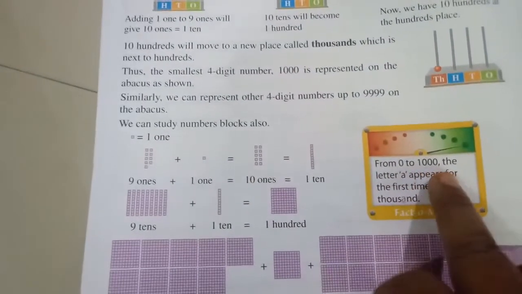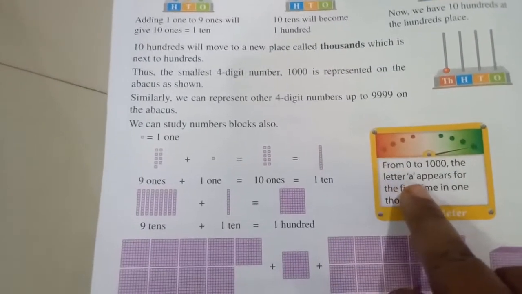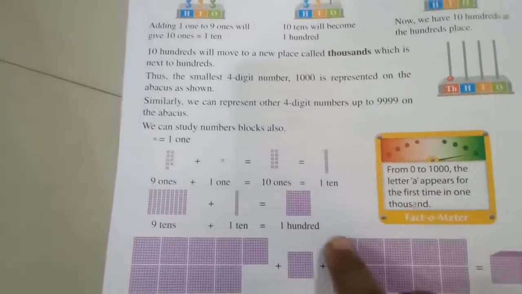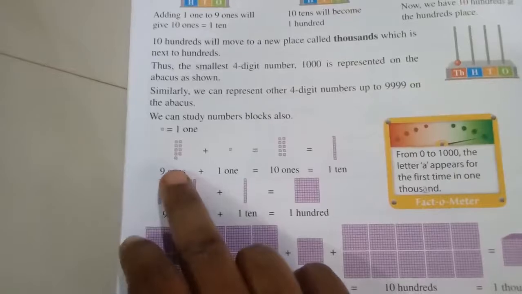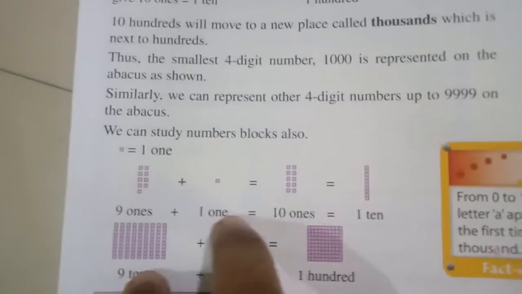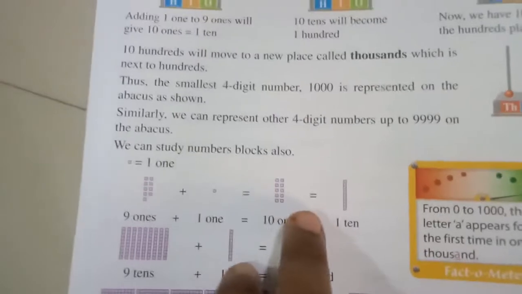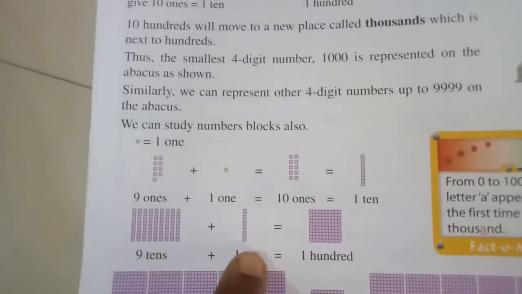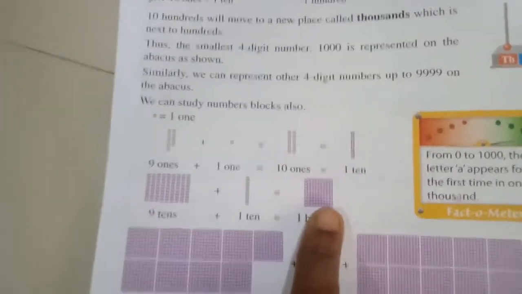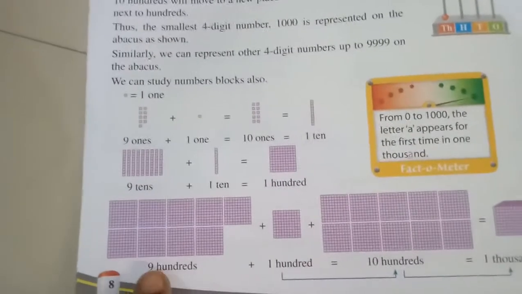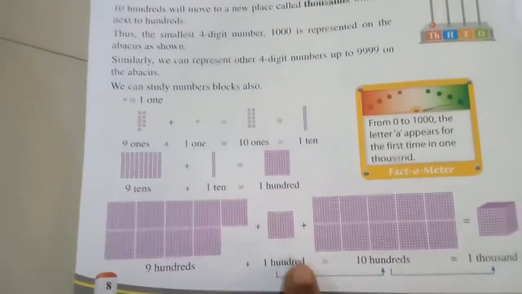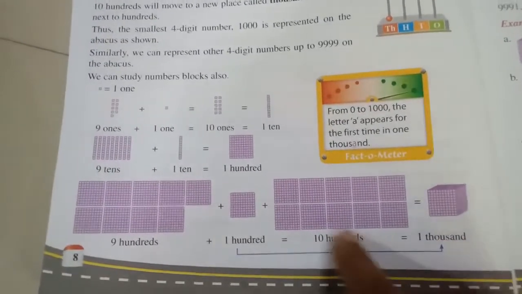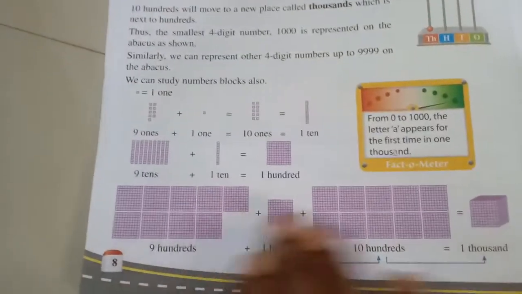From 0 to 1000, the letter A appears for the first time in 1000. Understood, children? See here, 9 plus 1, 10 ones. 10 ones means 1 ten. Next, 9 tens plus 1 ten makes 100. Yes or no, children? You know blocks. Next, 9 hundreds plus 1 hundred, 10 hundreds is equal to 1000. Understood, children? Listen carefully.